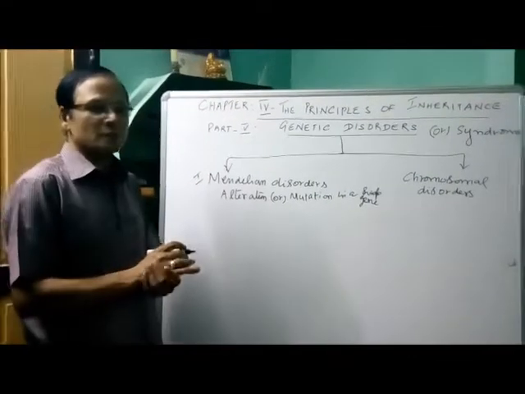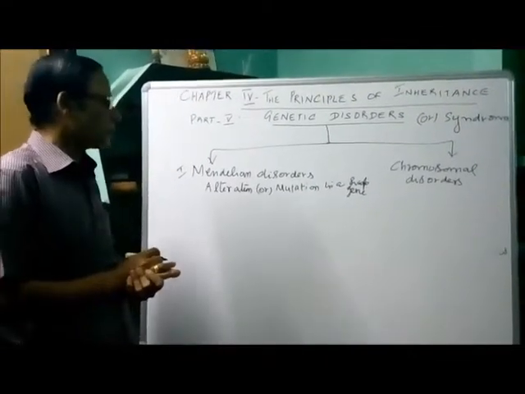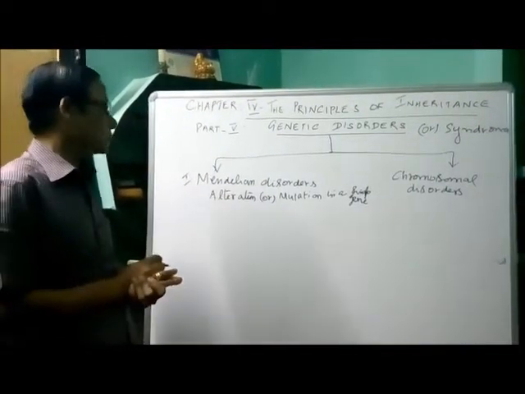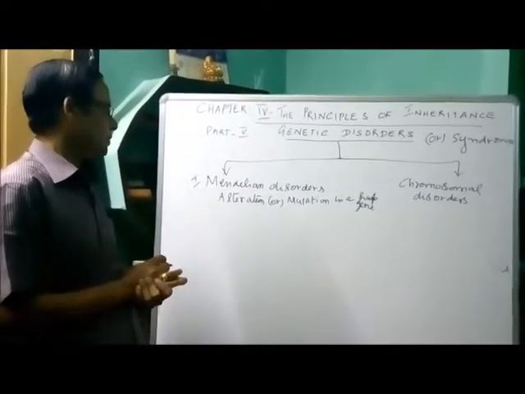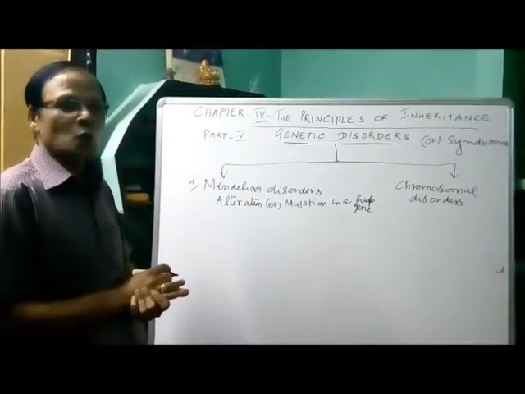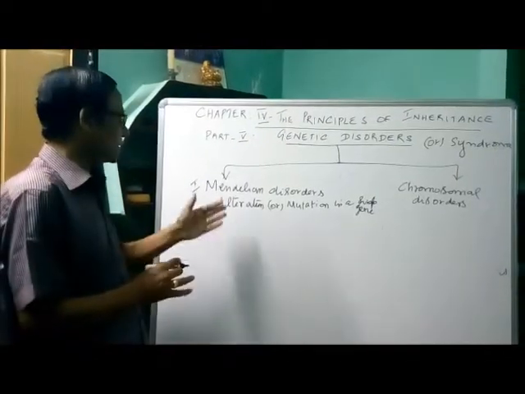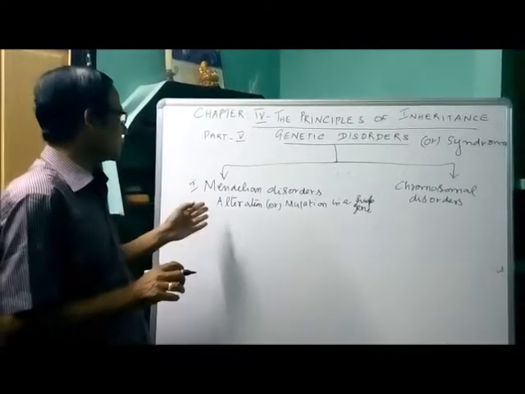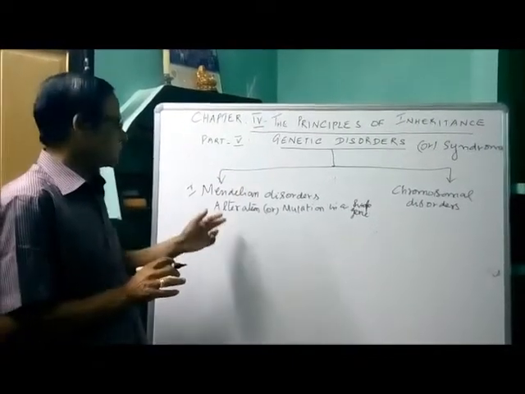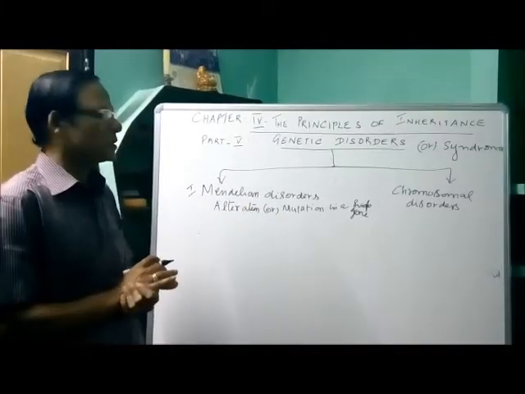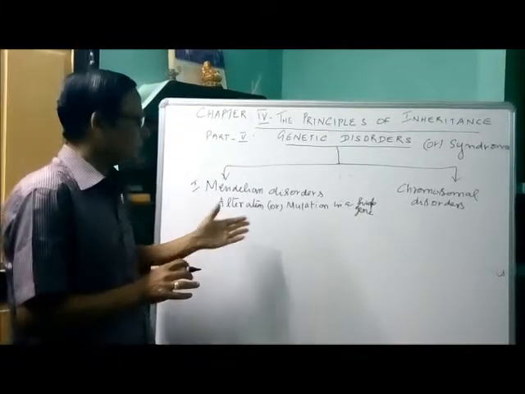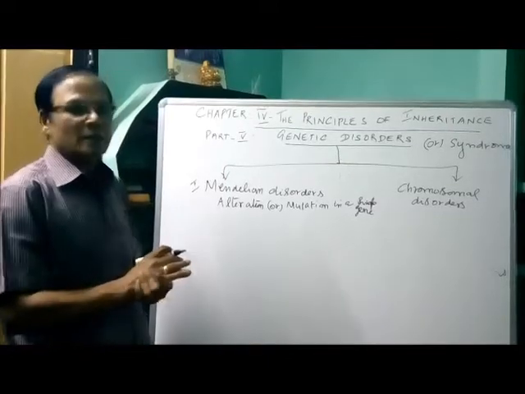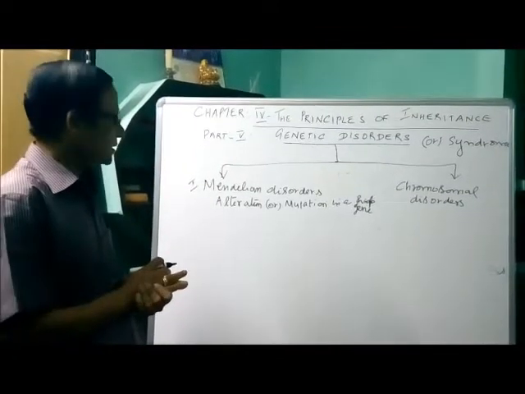Why is it called Mendelian disorders? It follows the same line of inheritance followed in Mendelian principles. That means monogenic inheritance. One gene, one character. That is called Mendelian inheritance. A single gene is responsible for the expression of a single trait, and that is called Mendelian inheritance. So, alteration and mutation in a single gene causes what are called Mendelian disorders. So, it follows Mendelian inheritance, that is dominant or recessive like that. And it can be analyzed through pedigree analysis.